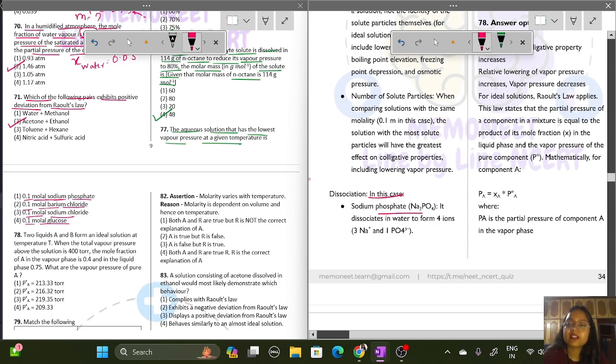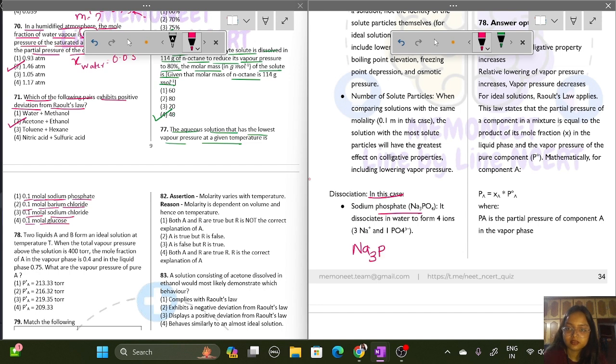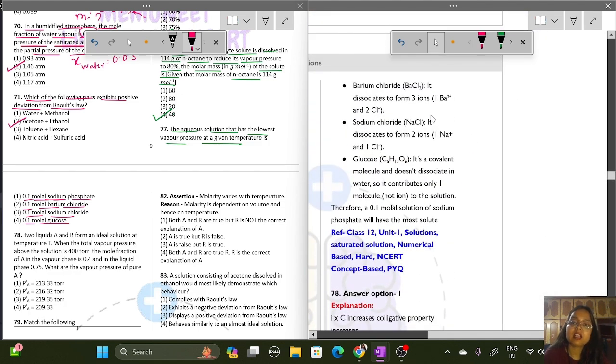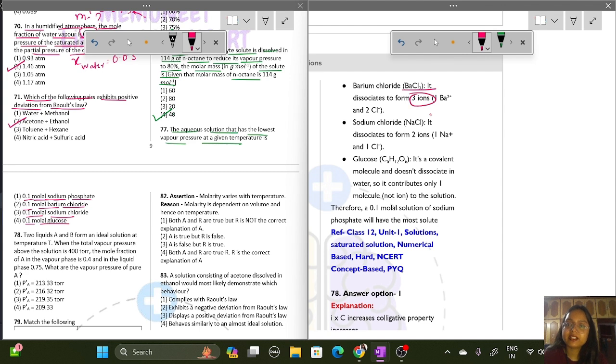So sodium phosphate, Na3PO4. On dissociation in water, it will form 4 ions: 3 moles of Na plus and 1 mole of PO4 3 minus. So if 4 ions are produced, and in barium chloride 3 ions are produced, and in sodium chloride 2 ions, and in glucose no ions are produced. So sodium phosphate has the most number of solute particles, therefore it will show the lowest vapor pressure. Right? Sodium phosphate, option number 1.